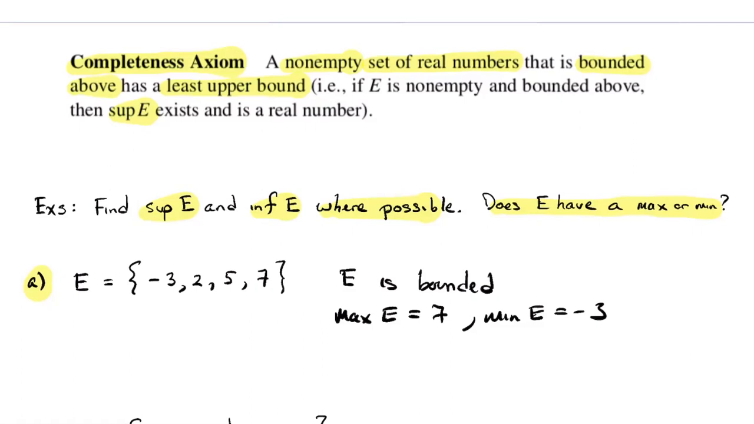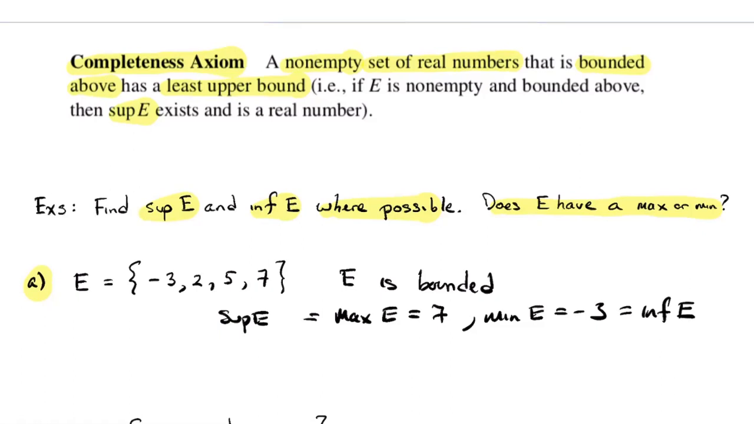Okay, so 7, by the way, it's the maximum, it's an upper bound, and it's certainly the least upper bound. If you take any number that's smaller than 7, then it's not an upper bound for the set E anymore because it's smaller than 7. So the maximum in this particular case is also the supremum of the set E. The minimum is also the infimum of the set E.